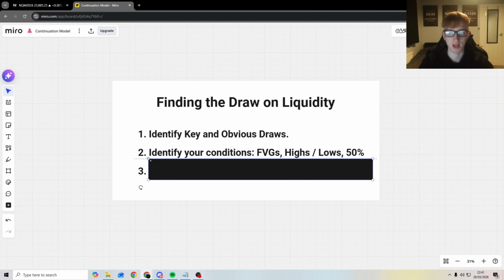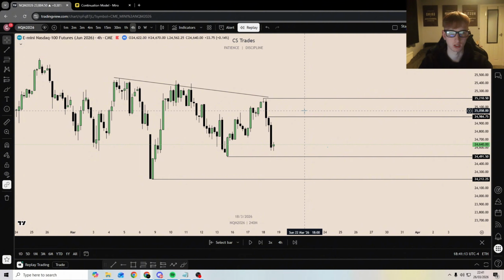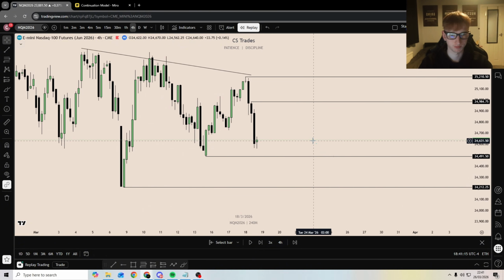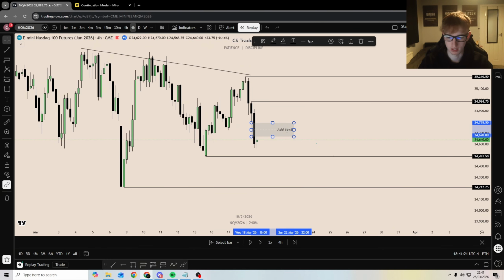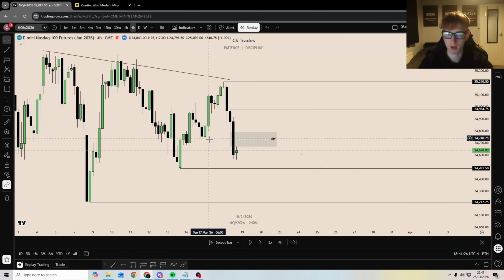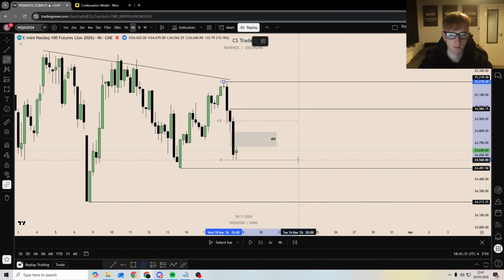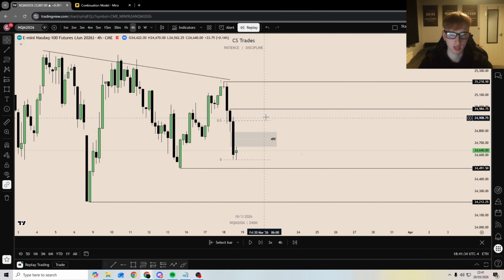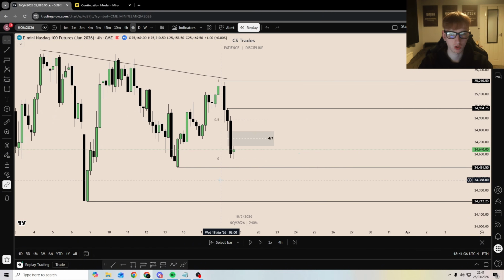So the second factor is identify your conditions: fair value gaps, highs and lows, and 50% levels. Now, I'll break this down very carefully. So our conditions right here, we have a 4-hour fair value gap. That is condition 1. So what else do we have? If we just mark out this most recent range from this high to this low, we now have a 50% level. And we also have all of these swing highs and lows that we've already marked out, right? So we've already marked out these conditions.